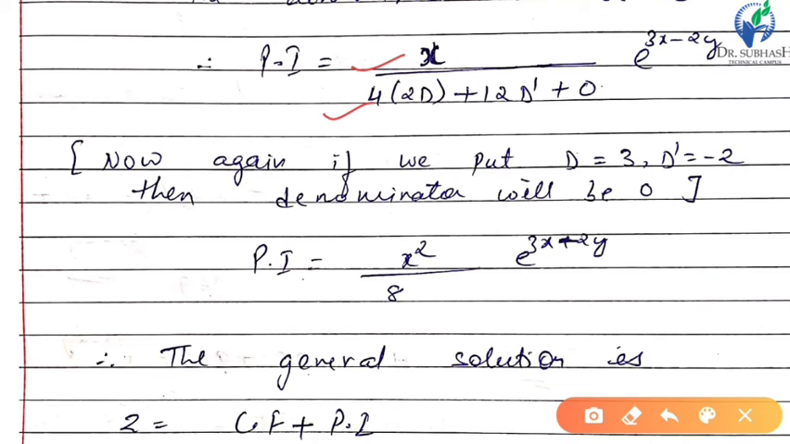So what we will do? We will again multiply the numerator by x, so it will become x squared, and differentiate the denominator with respect to D. This will become 8 and the rest of the part will become 0. So PI is x squared by 8 e raised to 3x minus 2y.